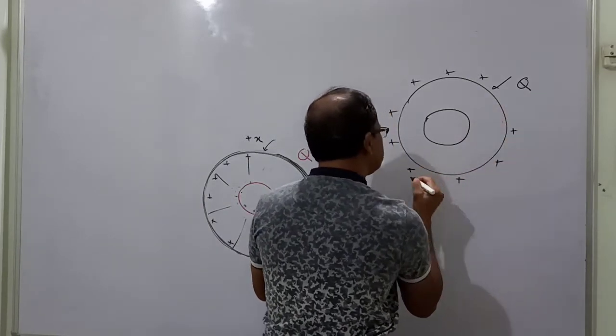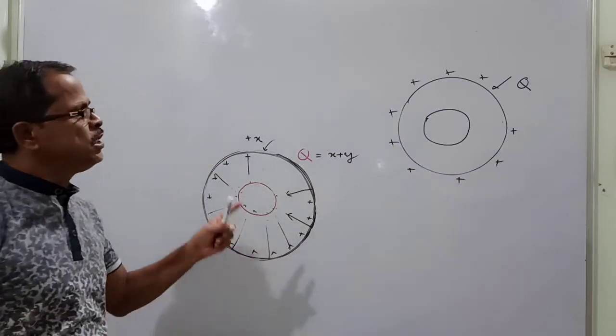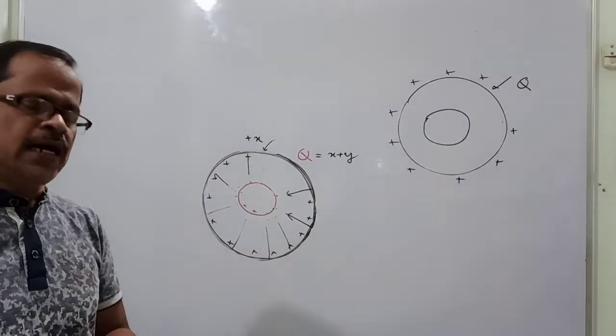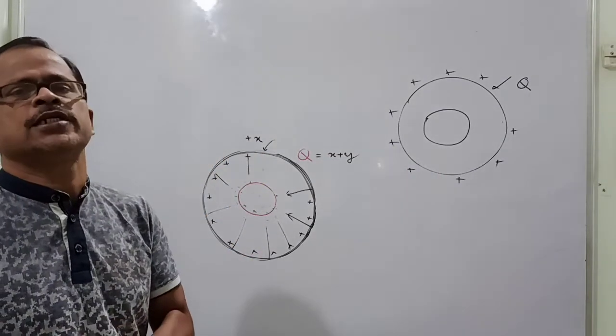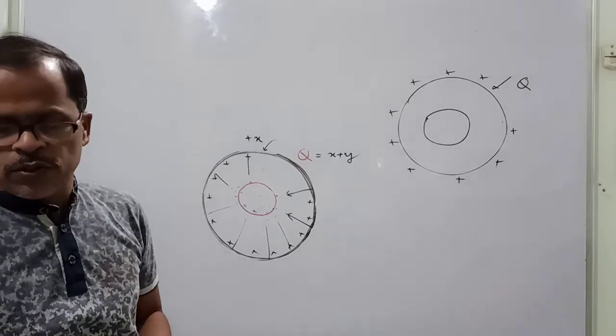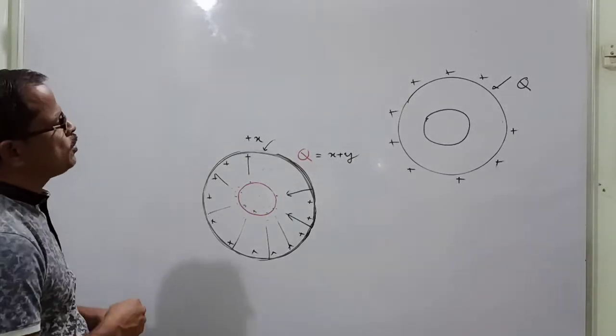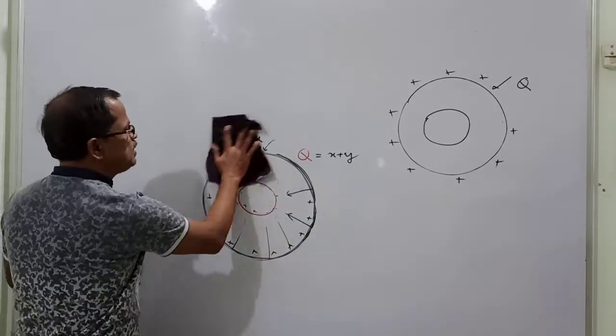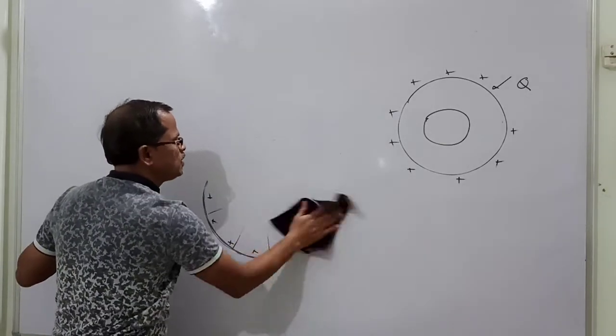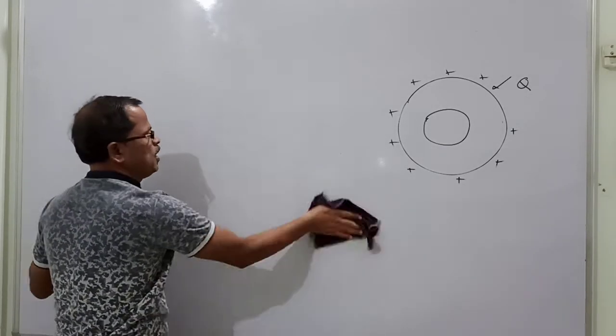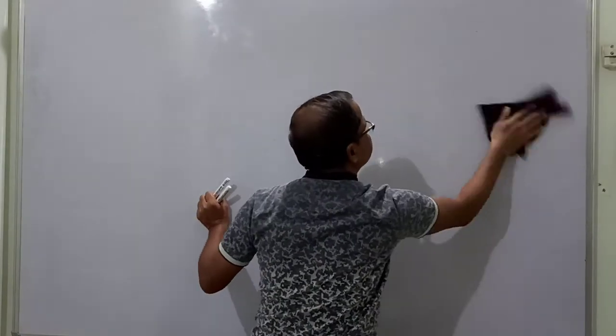Now in this case, what we are doing is that the inner sphere is made earthed. The inner sphere is connected to the earth. So if the inner sphere is connected to the earth, what are the changes taking place? Let us discuss step by step. Now let us come to the discussion part.